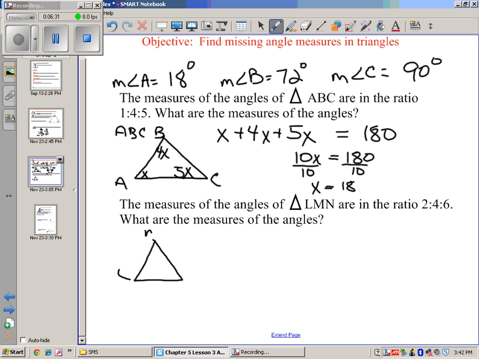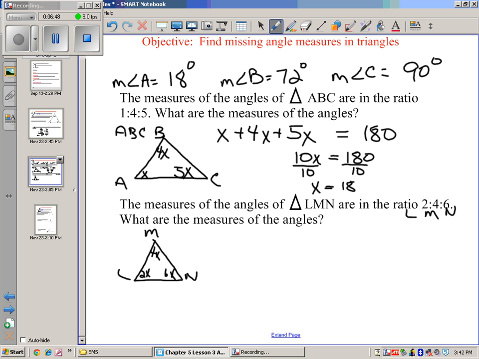L, M, and N. I'm going to put L under the 2, M under the 4, and N under the 6. This is 2x, M would be 4x, and N would be 6x.